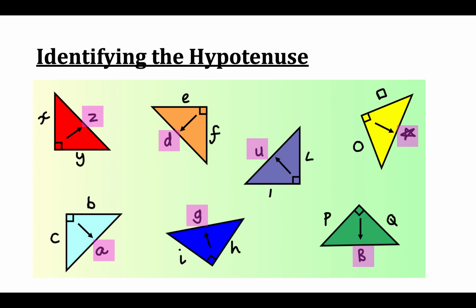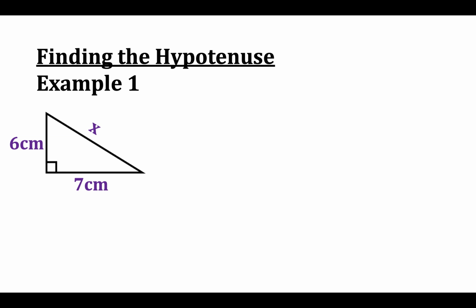So now we know how to identify the hypotenuse. We need to move on and have a look at an example on how to find the hypotenuse. So example 1, we've got a right angled triangle here and we have lengths 6, 7 and x, all in centimetres. So the first thing to observe is that this triangle is right angled, and that therefore allows us to use Pythagoras' theorem, which as we saw earlier is h squared equals a squared plus b squared. So the hypotenuse in this case is x.